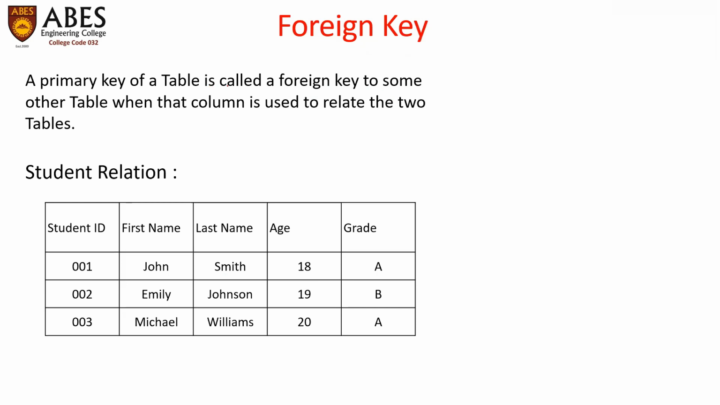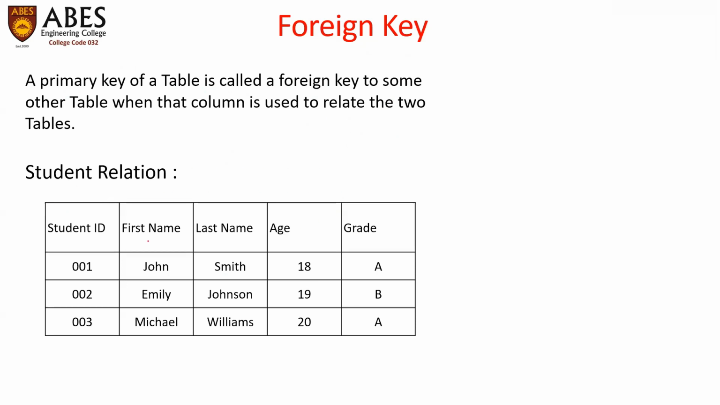So what actually is a foreign key? Let us see. A primary key of a table is called a foreign key to another table when that column is used to relate the two tables. A primary key in one table will act as a foreign key in another table so that those two tables can be associated. Let us understand this with the help of an example.